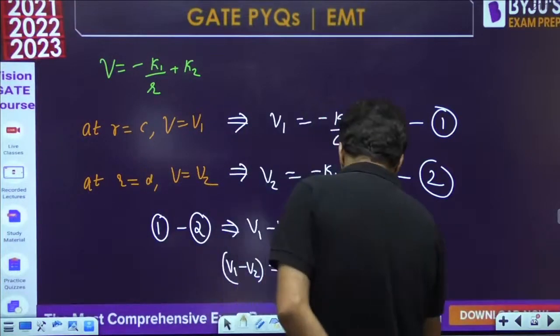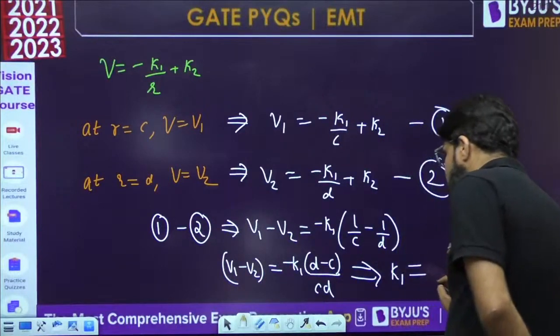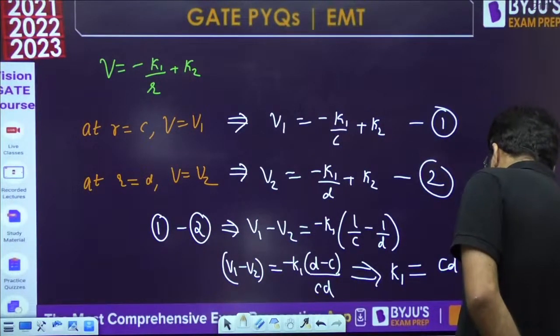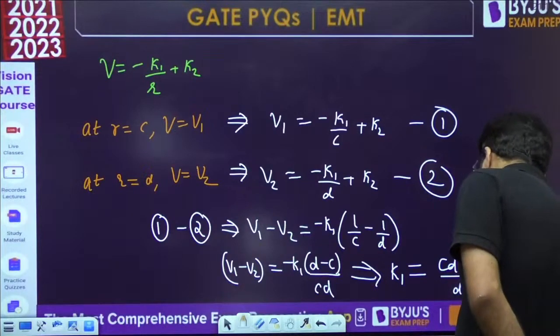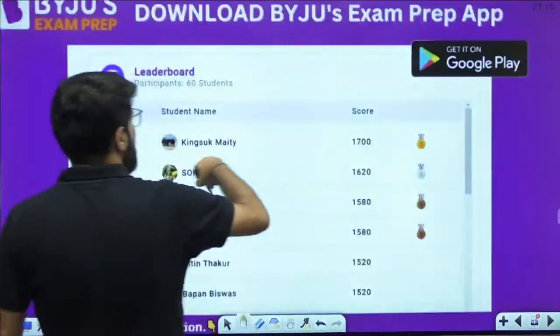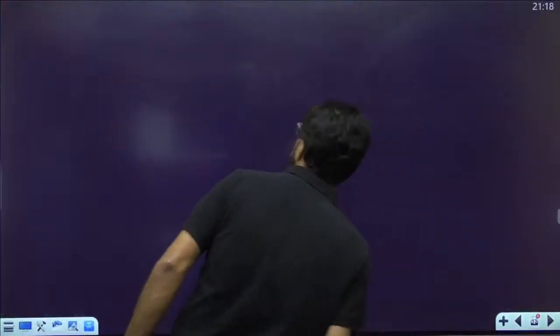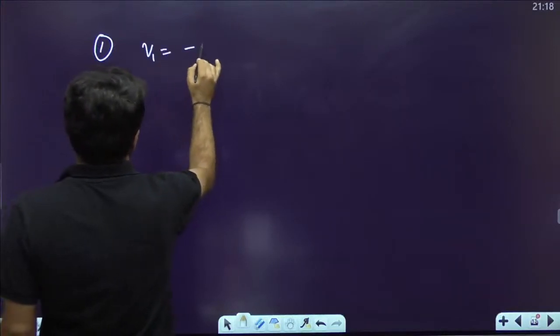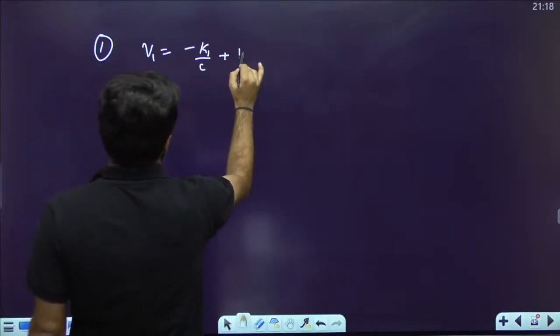So what should be the value for K1? K1 will become CD into (V2 minus V1) divided by (D minus C). That is the value for K1. Now putting it in any one of the equations, let me come to equation number 1. So V1 is equal to minus K1 by C plus K2.